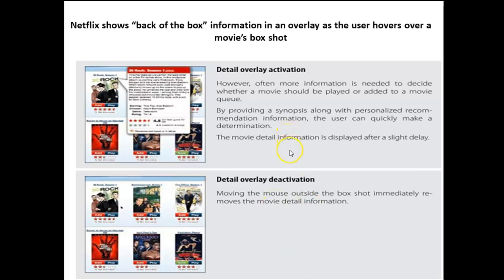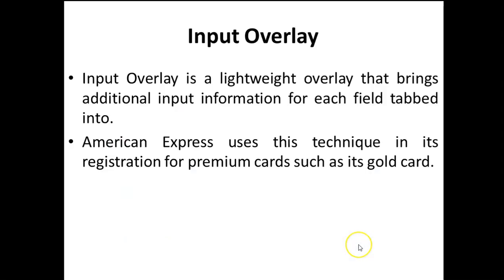Detail overlay activation. Often more information is needed to decide whether the movie should be played or added to a movie queue. By providing a synopsis along with personalized recommendation information, the user can quickly make a determination. The movie detail information is displayed after a slight delay. Detail overlay deactivation. Moving the mouse out of the box immediately removes the movie detail information.